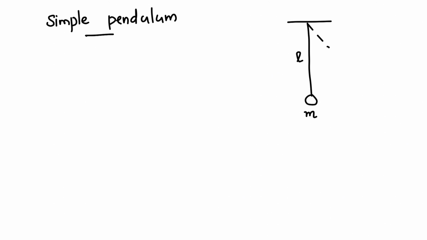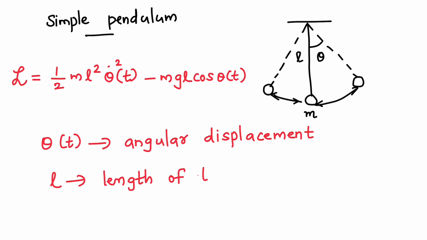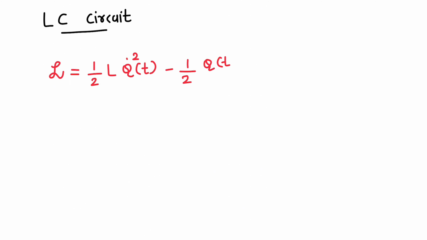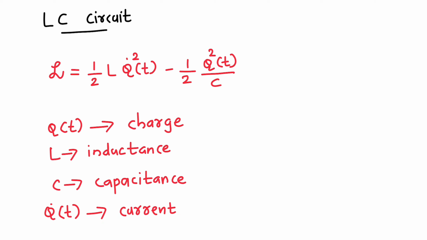For the simple pendulum, the Lagrangian is defined as the difference between kinetic and potential energy of the system. Here is the expression for the pendulum's Lagrangian, where theta is the angular displacement, L and m are the length and mass of the pendulum. In the case of the LC circuit, the Lagrangian is defined as the difference between magnetic energy and electrical energy. Its expression looks like this, where Q is the charge, L is the inductance, and C is the capacitance of the system.